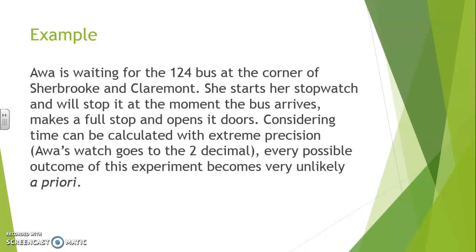For example, suppose Awa is waiting for the 124 bus at the corner of Sherbrooke and Claremont Streets. She starts her stopwatch and will stop it whenever the bus arrives, makes a full stop, and opens its doors. If you consider calculating the time with extreme precision, every possible outcome of this experiment becomes very unlikely a priori. In other words, there's very little chance that Awa can guess to the precise decimal the arrival of the bus.